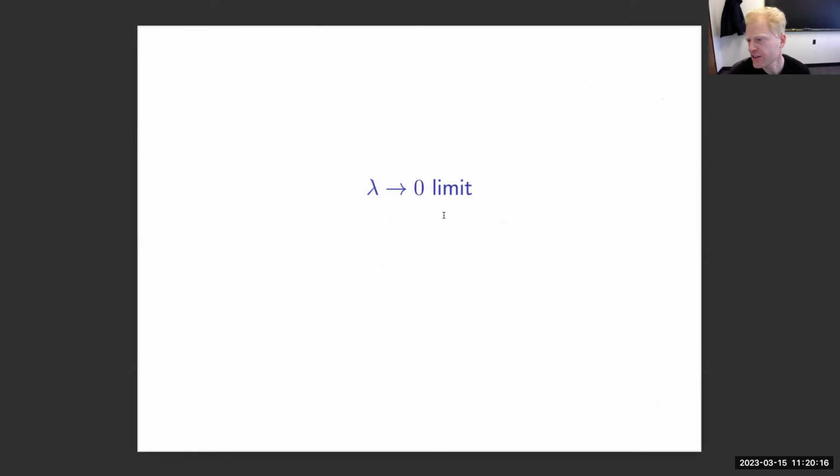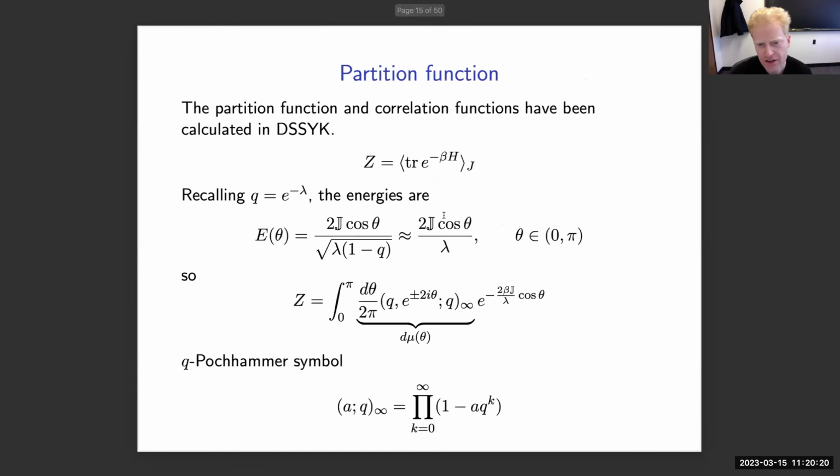Okay, so let's start indeed with the lambda goes to 0 limit. Let's look at it from the double scale SYK point of view, and see that it's indeed related to the large P limit. As I mentioned, in double scale SYK we know the partition function and the correlation functions. Let's start with the partition function, by which I mean just the thermal partition function, trace e to the minus beta H, averaged over J.